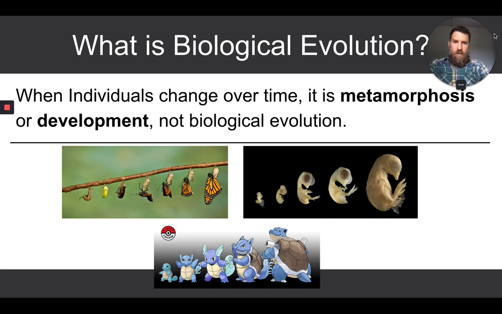When individuals change over time, we call this metamorphosis or development. This is not biological evolution. The monarch butterfly, for example, changes from a caterpillar to an adult via metamorphosis. Or likewise, inside of the egg, a chicken develops from a very early embryo until right before it hatches a nearly fully formed chick.